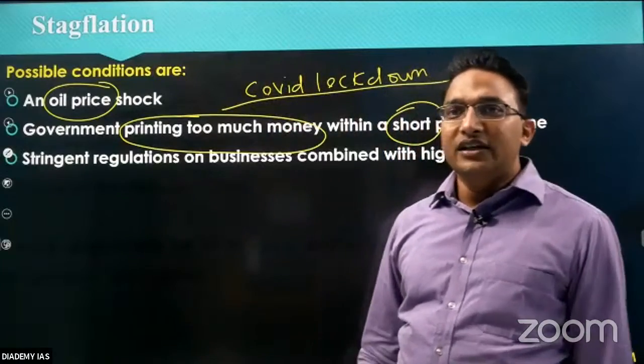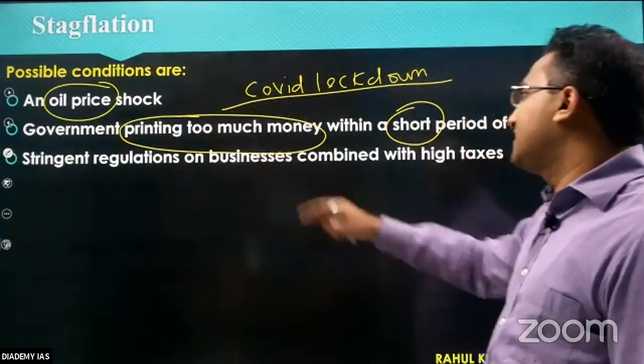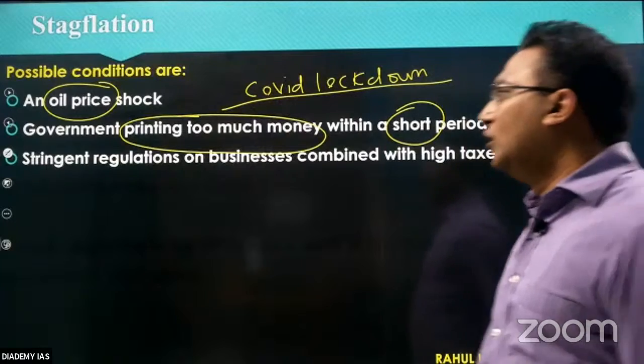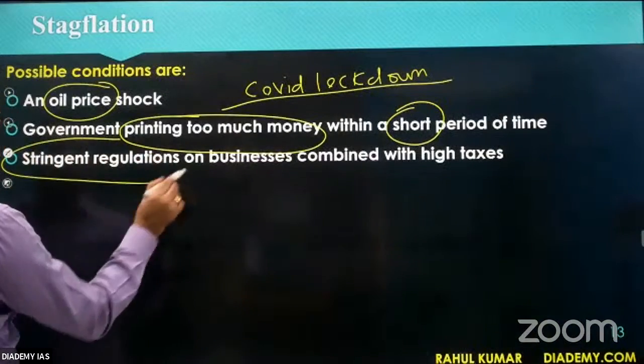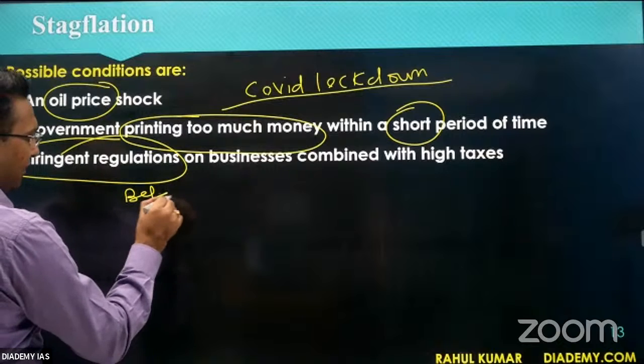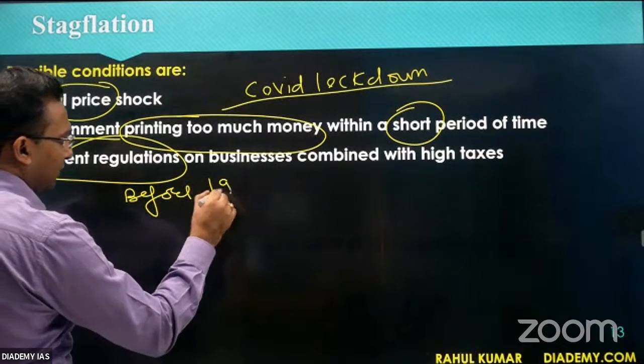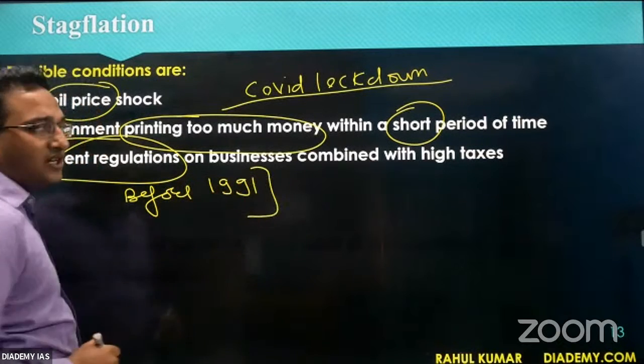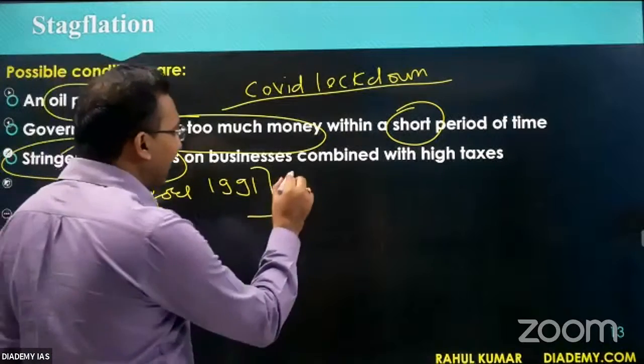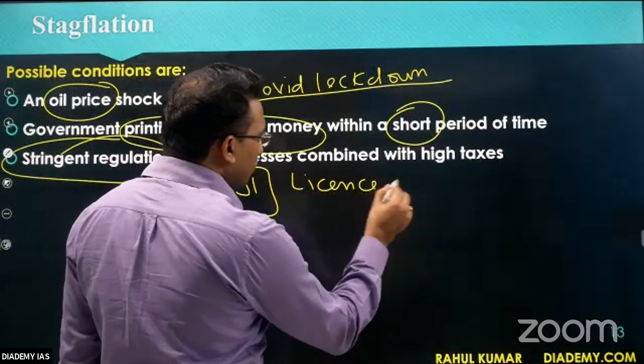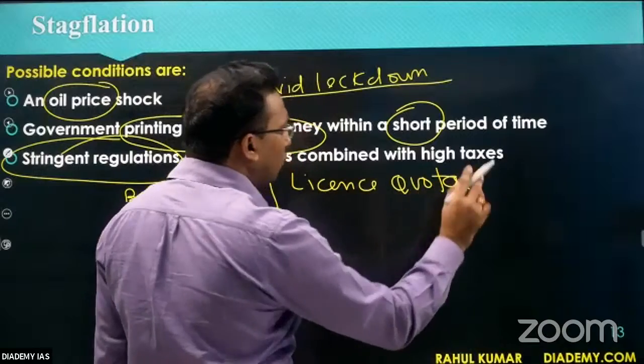Okay. Then stringent regulations on the businesses combined with high taxes. So for example, before 1991, when we were a closed economy, we had very high restrictions on business. There was license quota raj. So during this time, it was difficult to start a business.